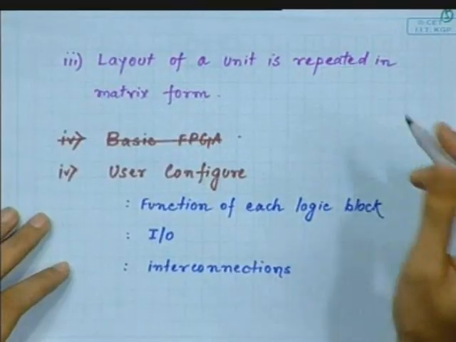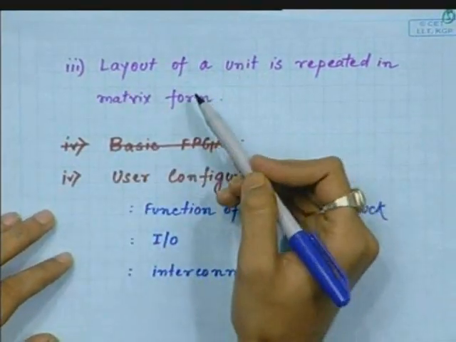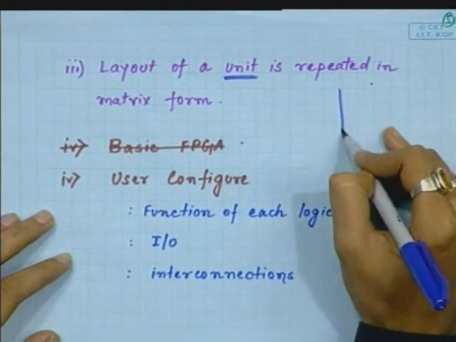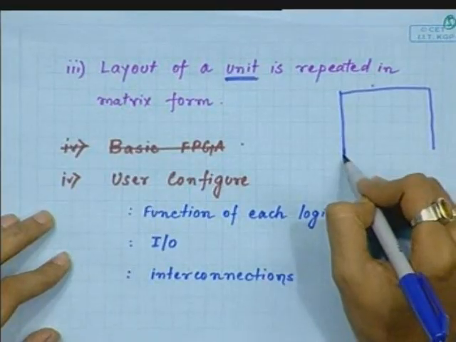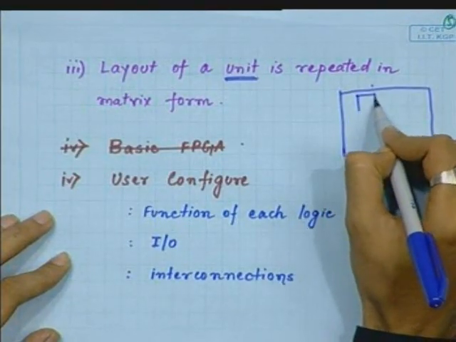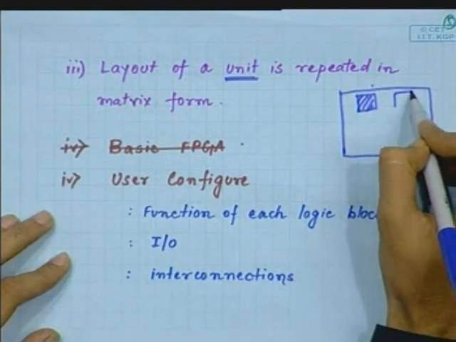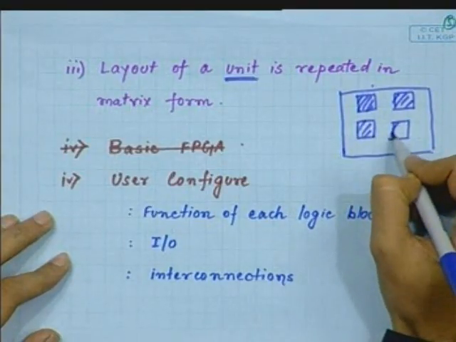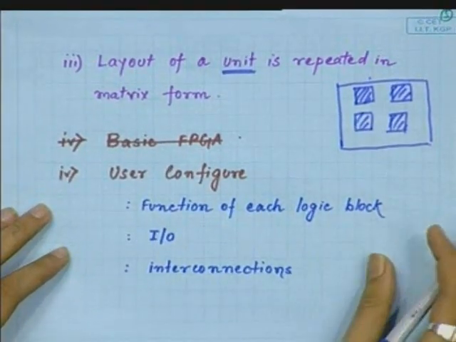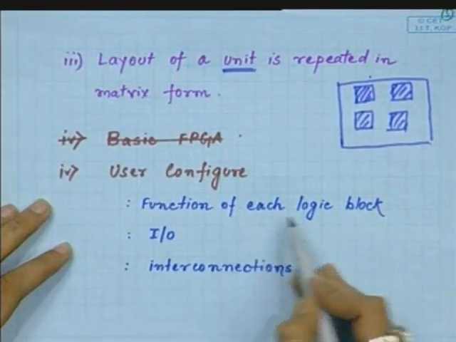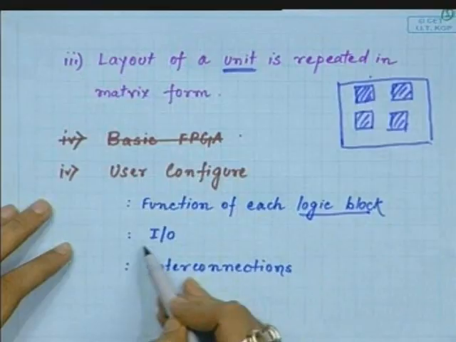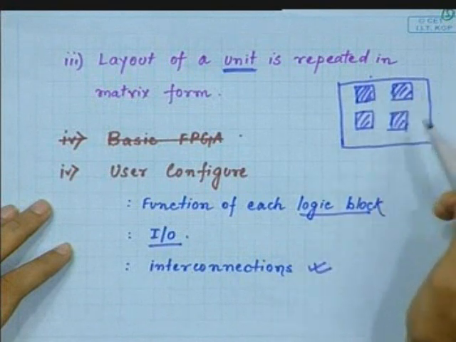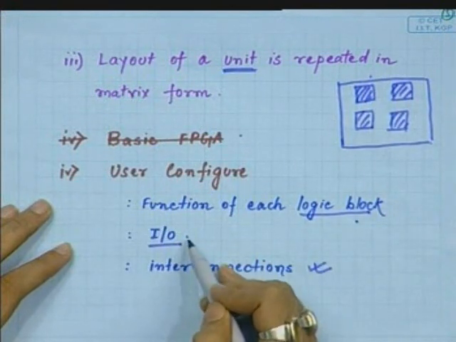Now, an FPGA contains a layout of a unit which is repeated in a matrix form. Suppose this is an FPGA core, there is a certain unit which is repeated in a matrix form. The user can configure the function of each logic block, the input output ports, and the interconnections between the logic blocks and the input output.